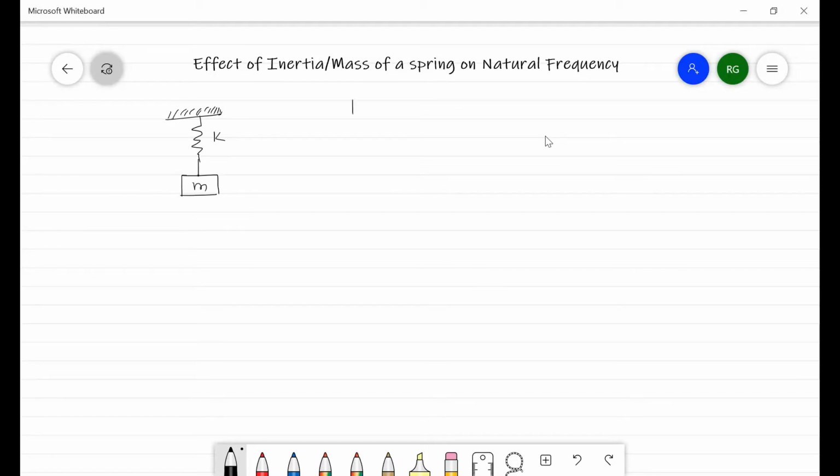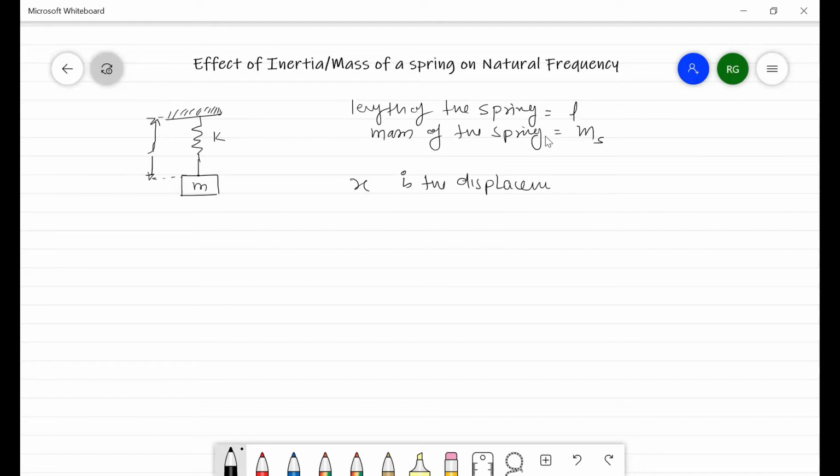Let's consider the length of the spring. The length of the spring is equal to L, and the mass of the spring is equal to ms. And x is the displacement of the mass m, or we can say of the lower end of the spring.